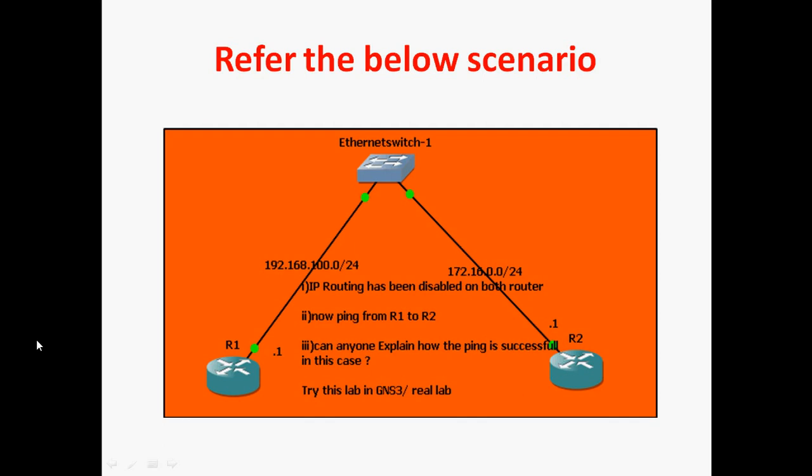The R1 router connecting towards the layer 2 switch, I am using the 192.168.100.0/24 network. The R2 router connecting towards the layer 2 switch, I am using the 172.16.0.0/24 network. Now IP routing has been disabled on both the R1 router and the R2 router, so both routers will work like host machines.